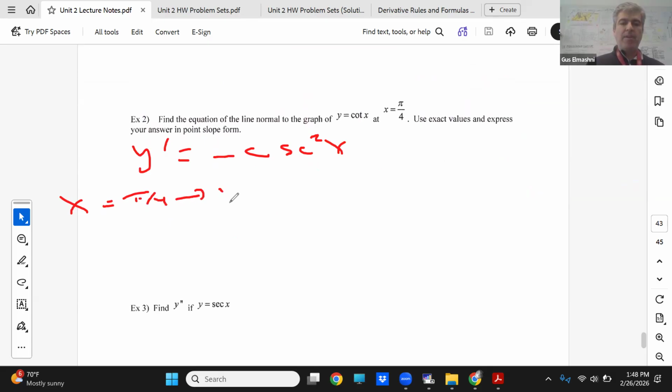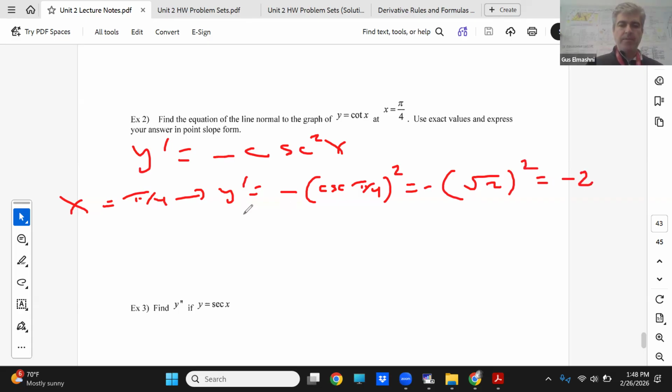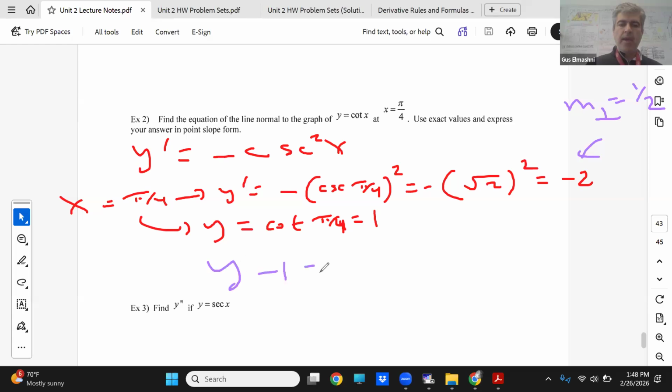Now, x equals pi over 4. So make a correction. y prime is going to be negative cosecant squared of pi over 4. And what's cosecant of pi over 4? That's root 2. So it becomes negative 2. And y will be cotangent of pi over 4, which of course is 1. So what would the perpendicular slope be? 1/2, right?